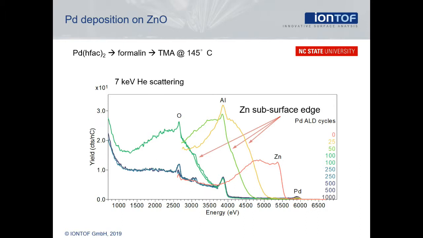The spacing of the surface peaks on the energy scale is proportional to the primary energy, while the width of the in-depth signal is much less than proportional. This means that a larger depth range can be fitted between the surface peaks. Under these conditions, the zinc in-depth signal for 25, 50 and 100 cycles can be clearly identified.